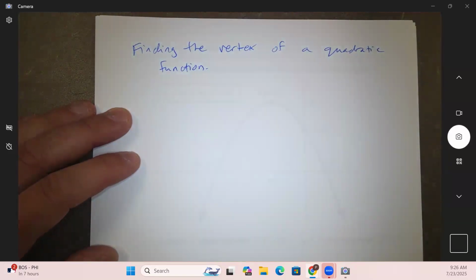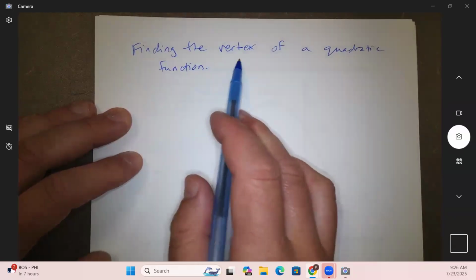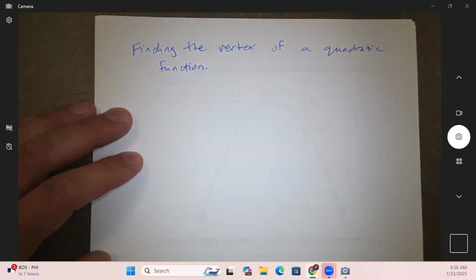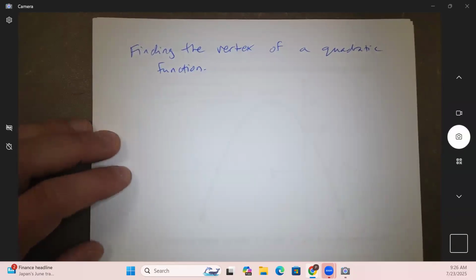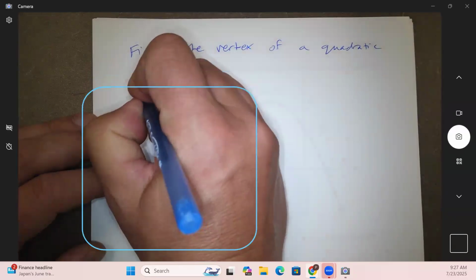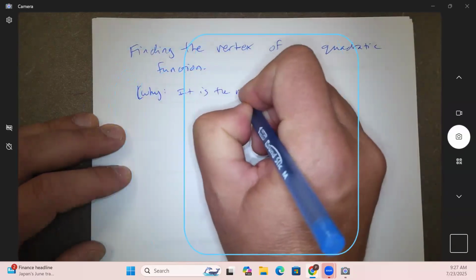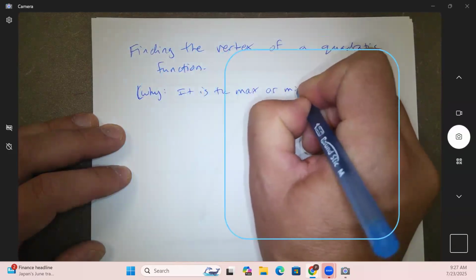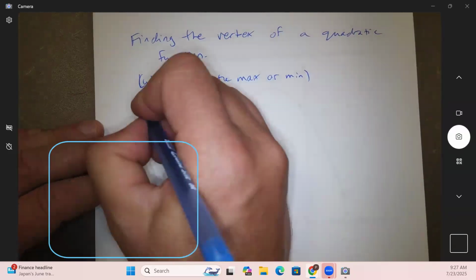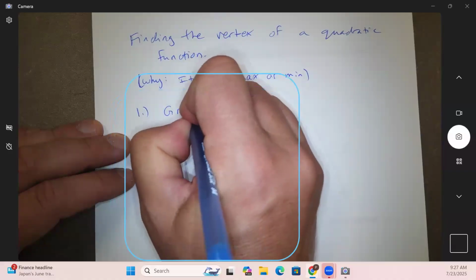But before you go about finding it, you should always ask me or anybody else, but why? Why do I want to find it? So why would you want to find the vertex of a quadratic function? So you want to see that maximum height? Exactly, because it's an important characteristic. You want to find the maximum, or maybe you want to find the minimum. That's an important characteristic. It is the max or min. Okay. So the easiest way is graphically.